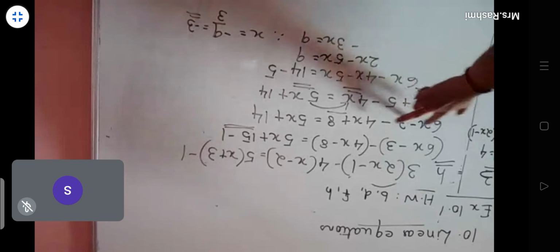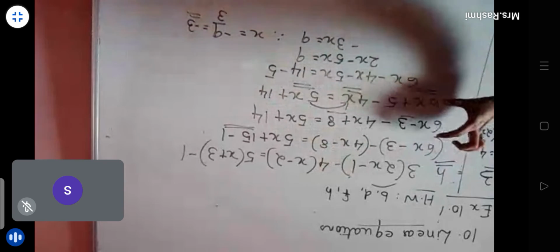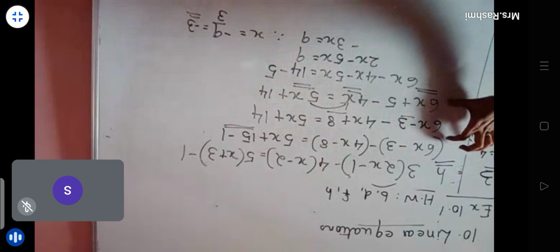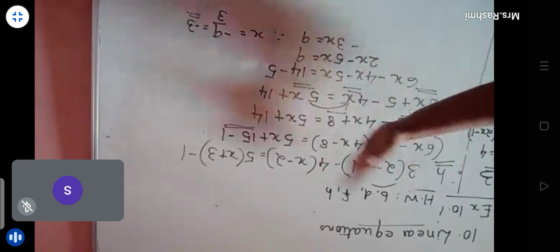6x and minus 4x, this also you can reduce. And then this 5x can come here. That means your two steps can get reduced if you solve it properly. Now this is done because you should be able to understand.